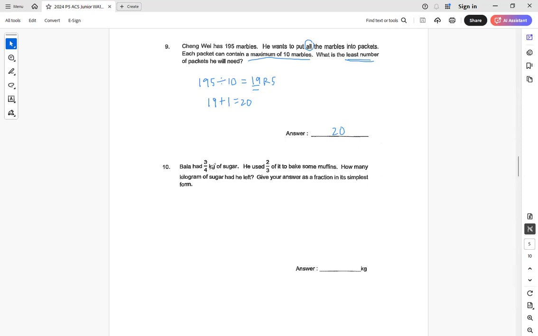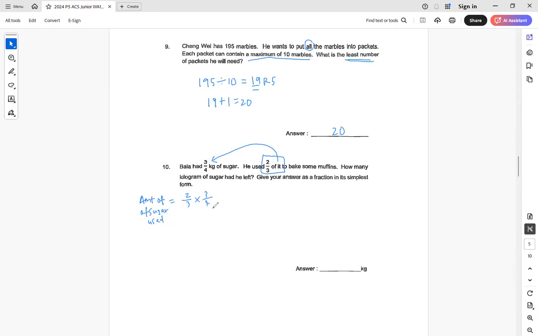For this, Bala had 3/4 kg of sugar. He used 2/3 of it, so let me find the amount of sugar used by Bala. It says that he used 2/3 of it. This 2/3 of it is 2/3 of your 3/4 kg. This year we already learned that if I want to find a fraction of a fraction, you must change the "of" to a times. So if I want 2/3 of 3/4 kg, I must write it as 2/3 times 3/4.